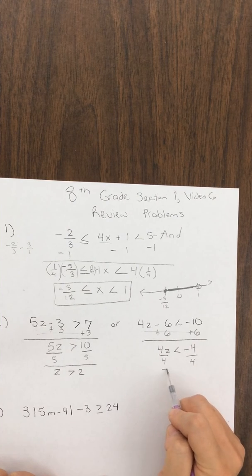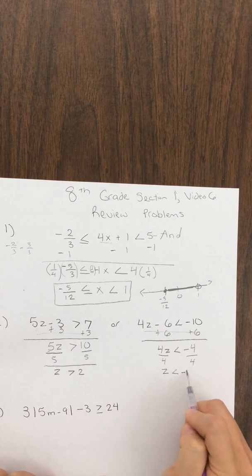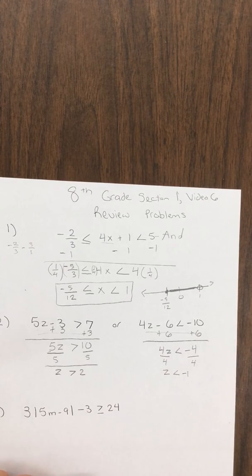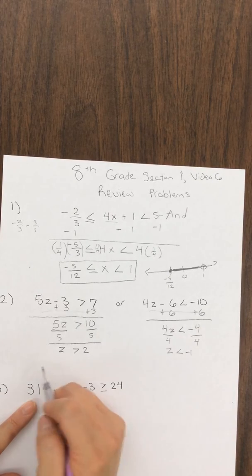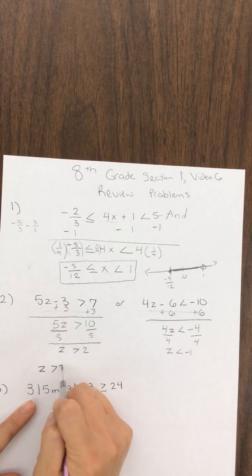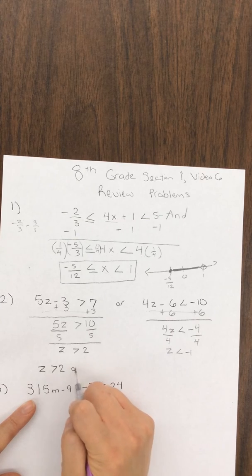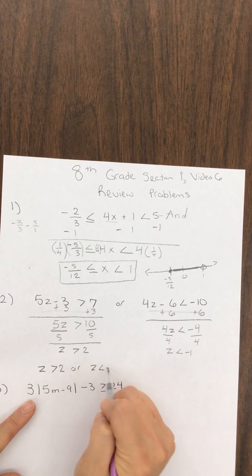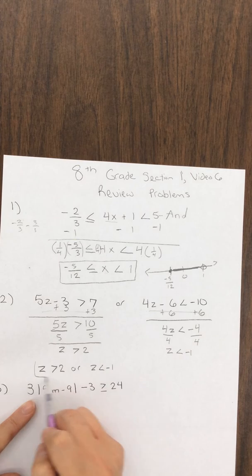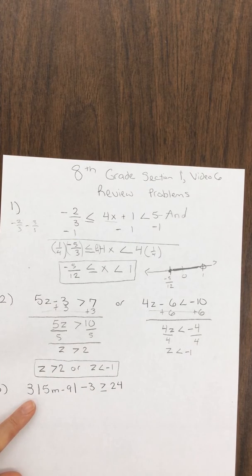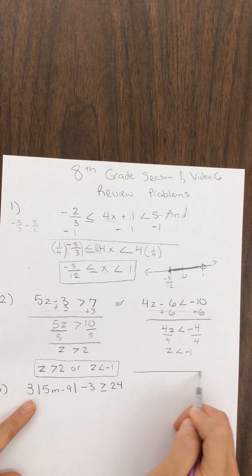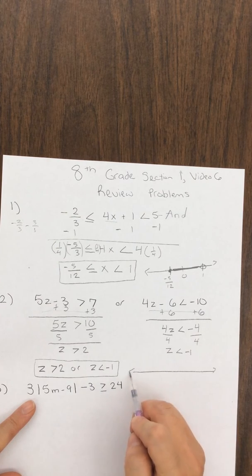And then I'm going to have z is less than negative 1. So my solution is going to be connected with "or." My final solution is going to be z is greater than 2 or z is less than negative 1. So we actually have two intervals in which the solution can be found. This makes more sense once you graph it on a number line.